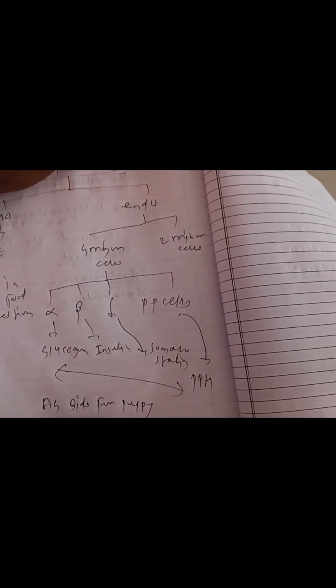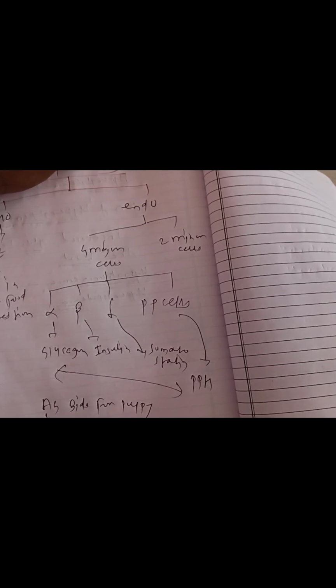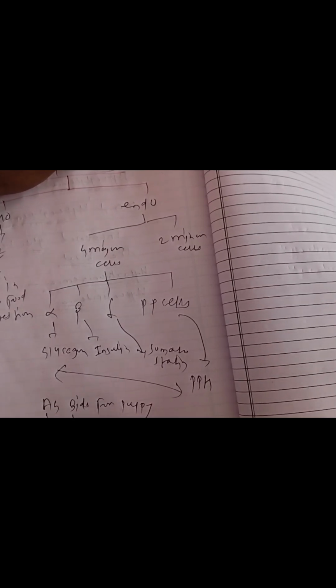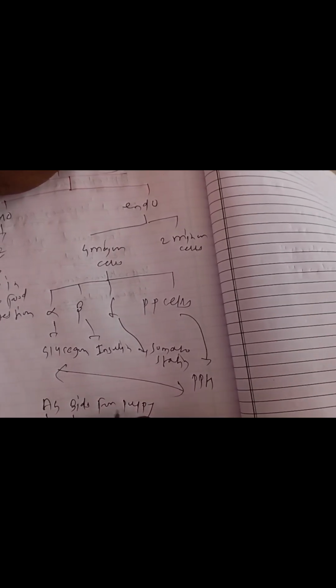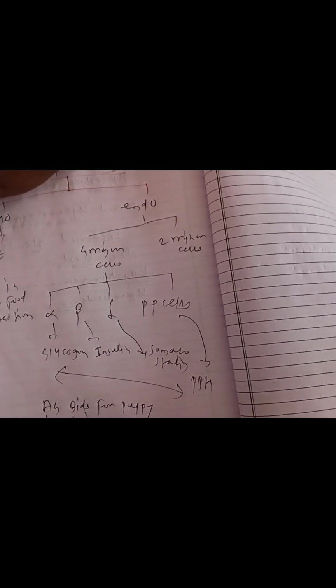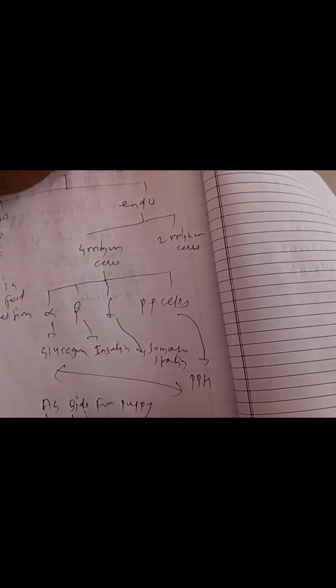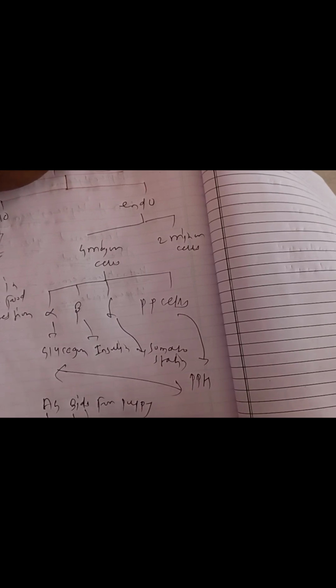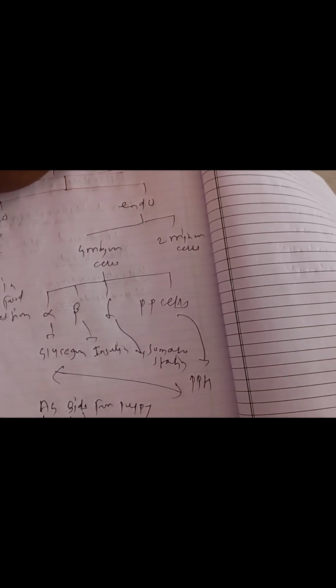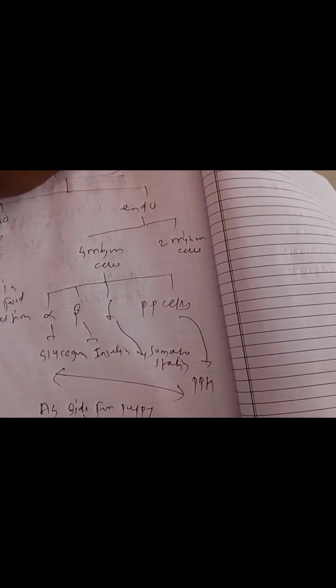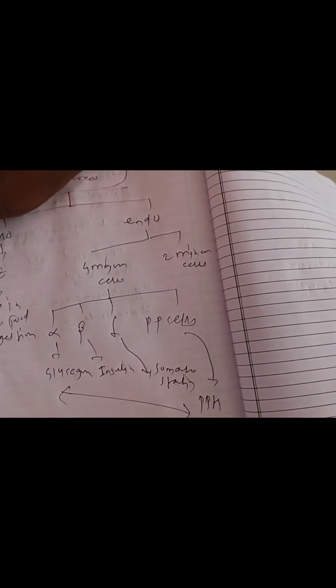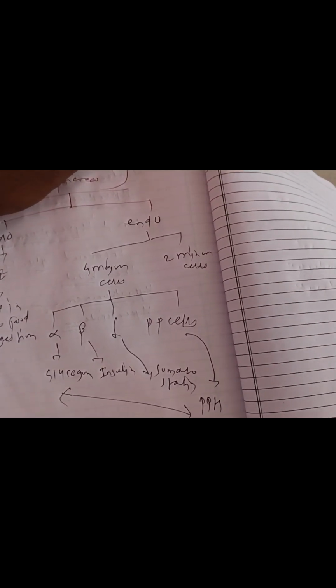AG beads for puppy. A stands for alpha cell, which secretes glucagon. B stands for beta cell, which secretes insulin. D stands for delta cell, which secretes somatostatin hormone. And P stands for pancreatic polypeptide cells, which secrete pancreatic polypeptide hormone. This is how you can remember the cells and their hormone secretion.